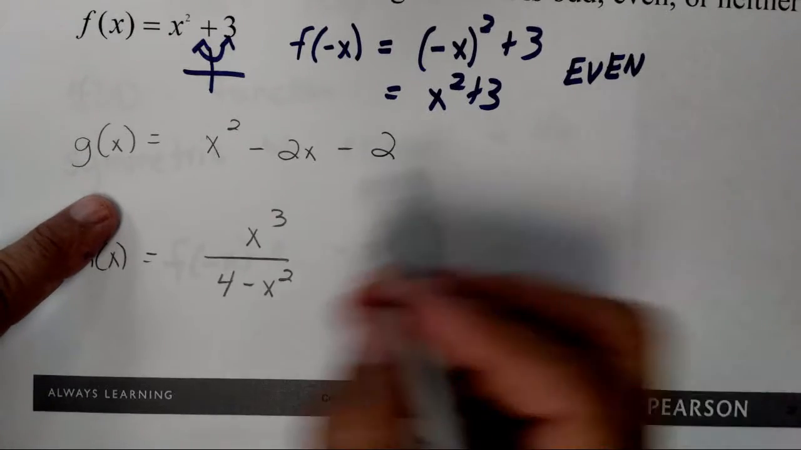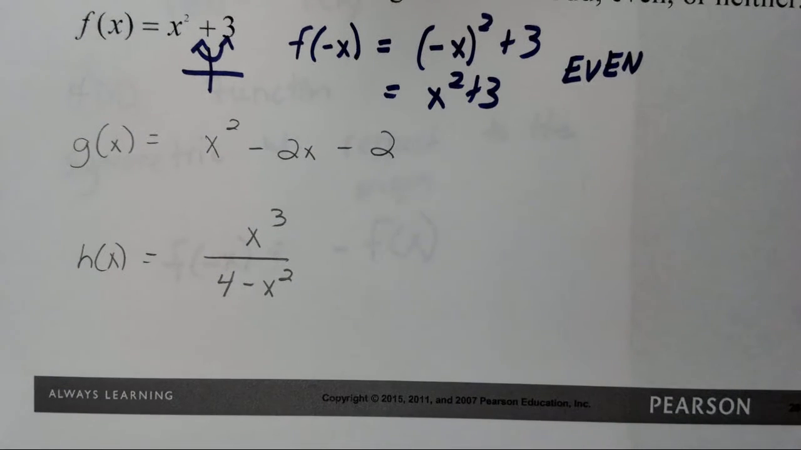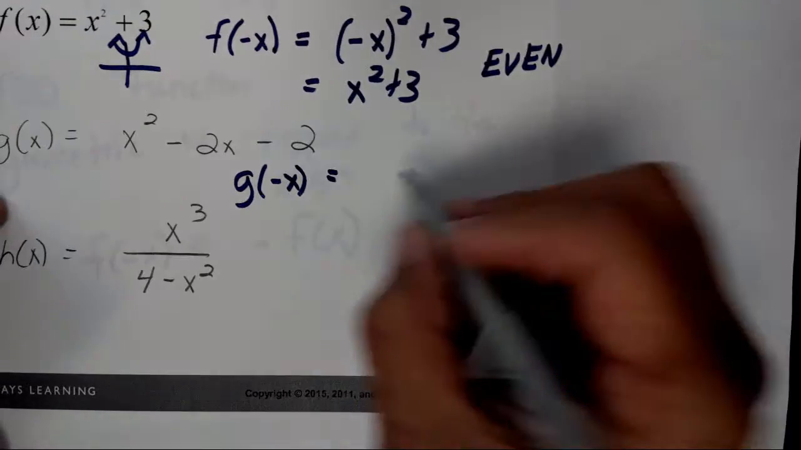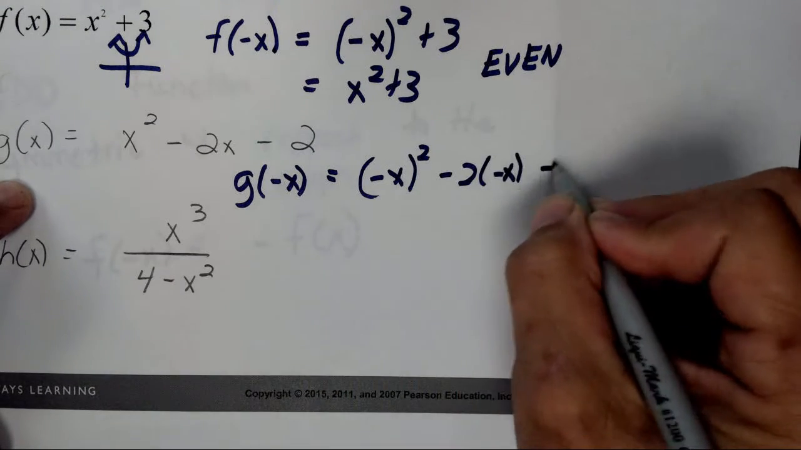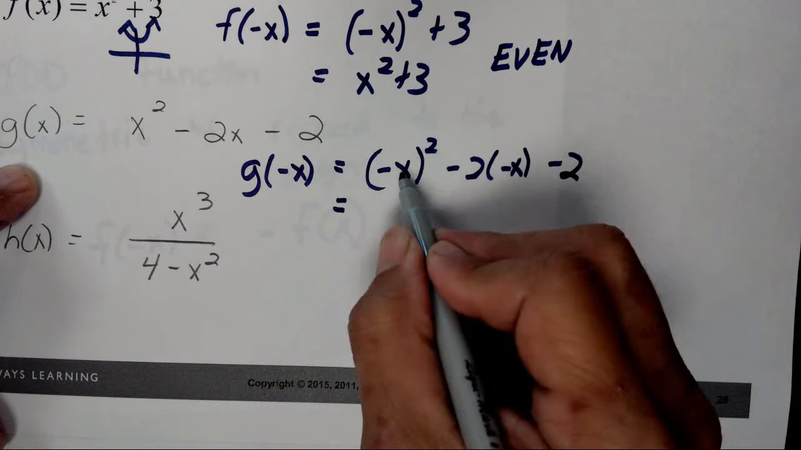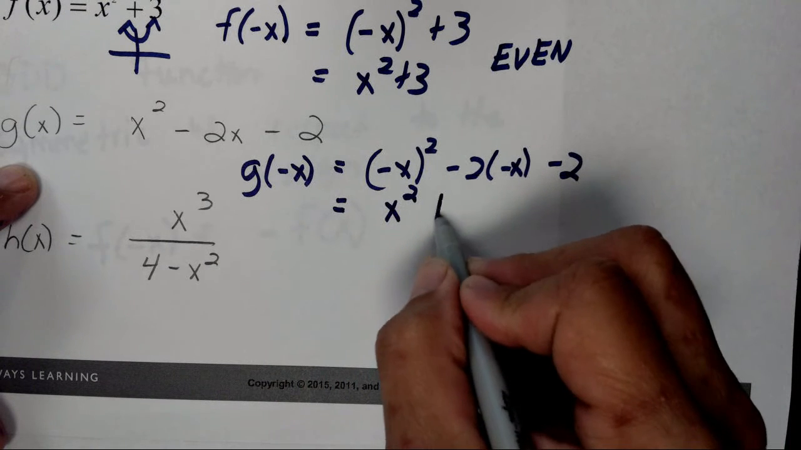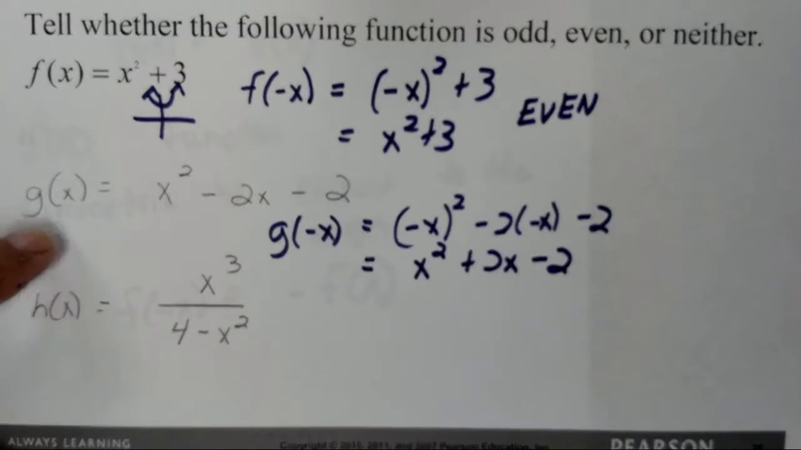All right, is this a parabola? Yes. And does it open up? Yes. So it's a function, but do I have a quick visual of that in my mind? Can I just make a quick sketch of that one? No. So I'm going to do g of negative x, which is going to be negative x squared minus 2 times negative x minus 2. Negative x times negative x is x squared. Negative 2 times negative x is 2x minus 2. Odd, even, or neither? Neither.